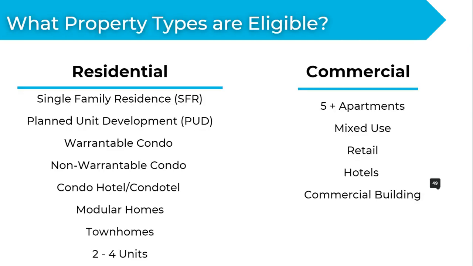So what property types are eligible for a DSCR loan? Now, not every lender will loan on every type of these properties that I have up here, but I have lenders that do loan on all of these property types. So we're talking about single-family residential homes, planned unit developments, so like townhomes, condos. We can do condo-tels, modular homes, multifamily, and then warrantable and non-warrantable condos. And then on the commercial side, really we can do 5+ apartments, mixed-use retail, hotels, and commercial buildings.